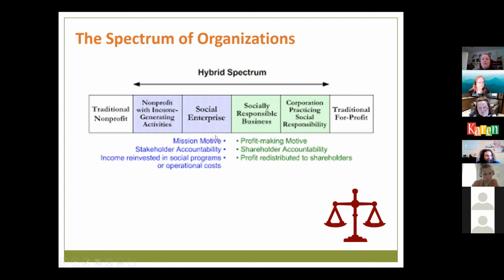So for example, a social enterprise still is a nonprofit, but it's a nonprofit that is mission inspired, but it's set up to actually make money. Sometimes it's to make money to give to a specific organization. Can anybody think of an example of a social enterprise?